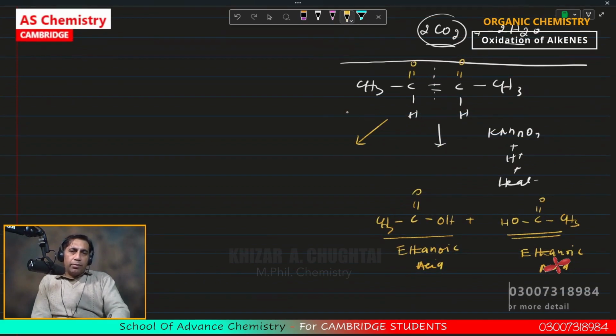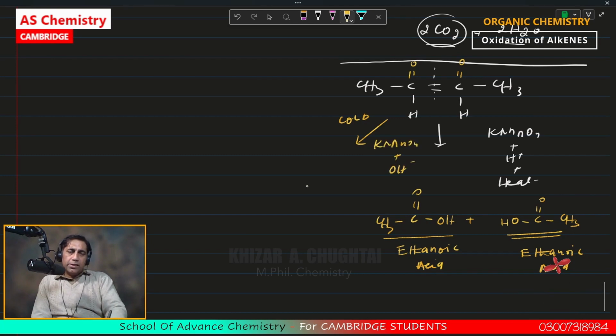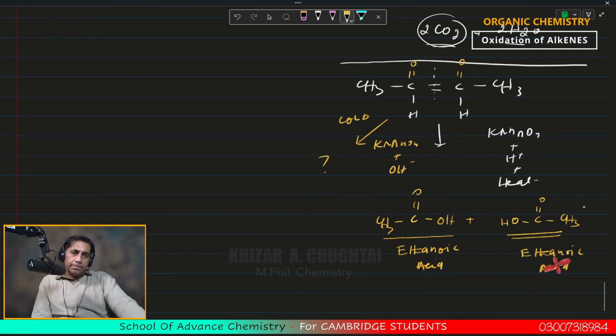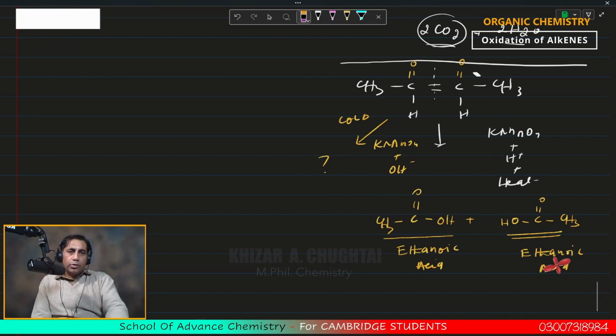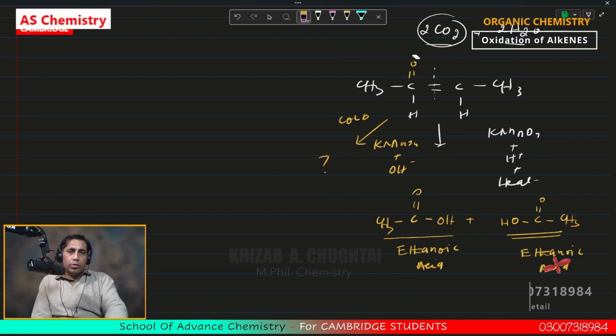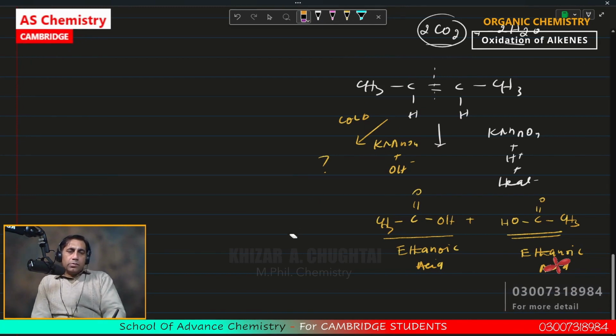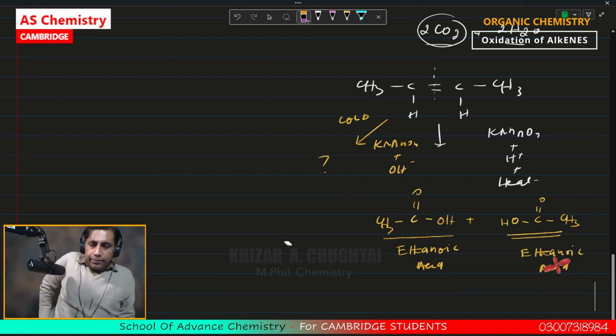Now, I'm going to add cold this time. Cold KMnO4 plus OH negative ion, let's suppose. So what will be formed over here if I add cold KMnO4 to this compound? And again, I'm going to delete this double bond. So what should be formed over here?